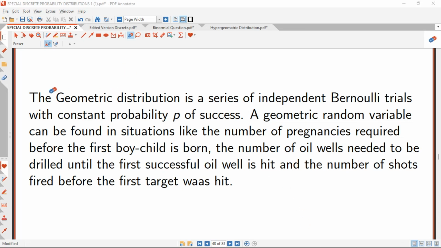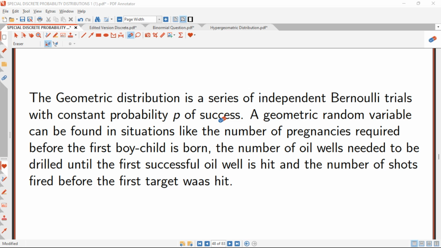Today we are going to discuss what is termed the geometric distribution. Geometric distribution is a series of independent Bernoulli trials with constant probability P of success. What we are trying to say is that the geometric distribution observes the number of trials of an experiment until the first target is achieved, right?